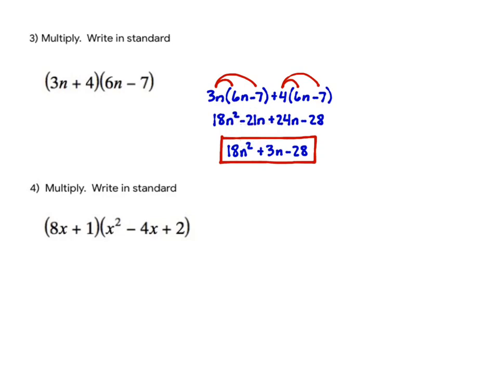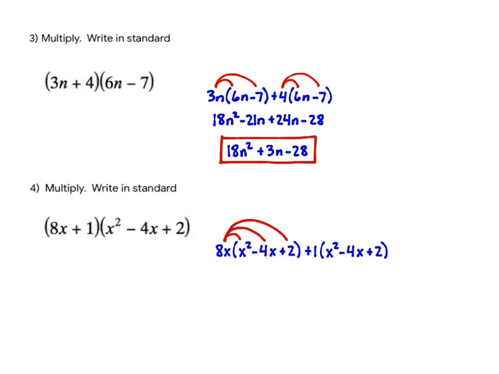For number 4, it's the same thing, but notice we have a binomial times a trinomial. So we're going to break this apart just like we did on number 3. We're going to say 8x times the entire trinomial plus 1 times the entire trinomial. And then from there we can see the distribution quite easily.